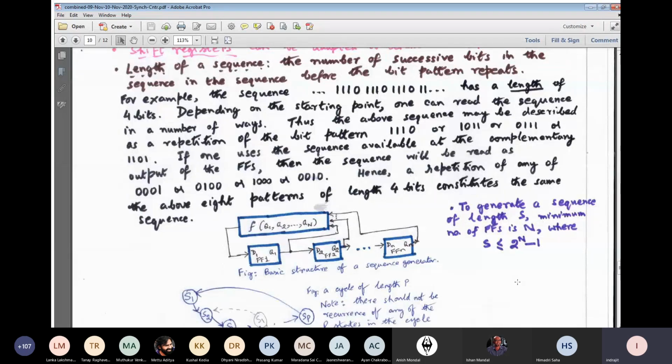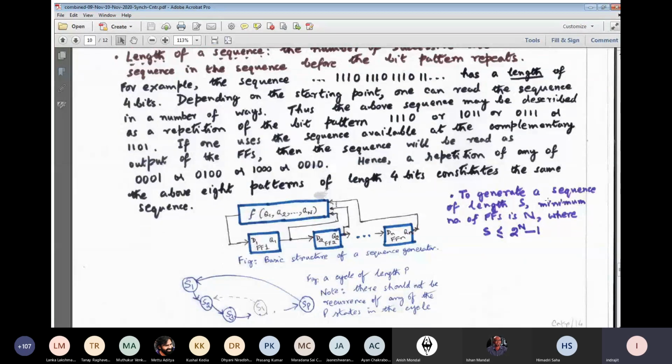Let me describe that. So basically we want to generate a sequence of length S. Minimum number of flip-flops is N. So if say S becomes say 13, then S plus 1, that means 14. 14 is less than or equal to 2 to the power n. So minimum value of n equal to 4, because 2 to the power 4 equal to 16. So to generate a sequence of length S, minimum number of flip-flops is n, where S is less than or equal to 2 to the power n minus 1.